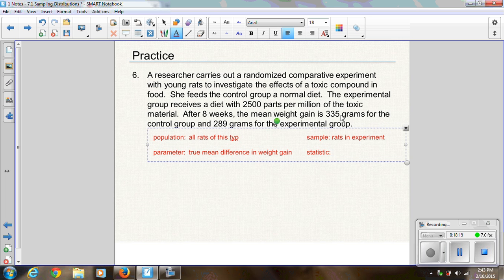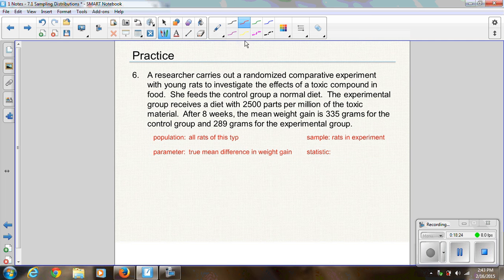So I would actually probably just write this, and I'm going to write this underneath since I know it's going to look messy. I might call this X bar 1 minus X bar 2 since I'm dealing with 2 different groups. They're X's, by the way. And so it would be 335 minus 289, which I believe is 46 grams. And that would be my sample statistic. And so my statistic in this case is actually the difference between 2 sample means. And again, we'll talk about those types of situations later on in the unit.